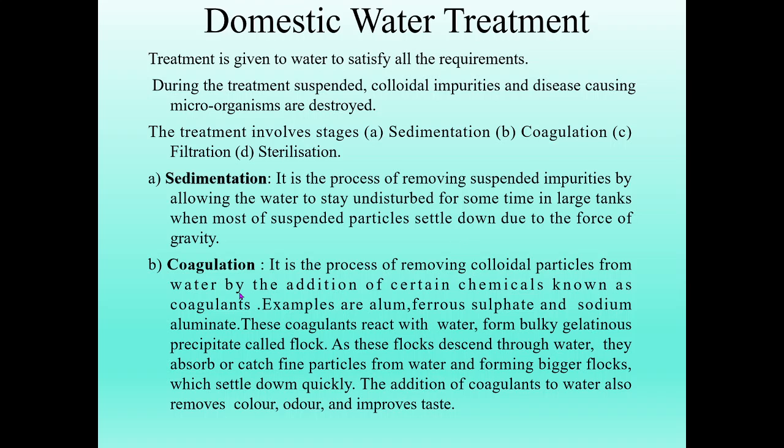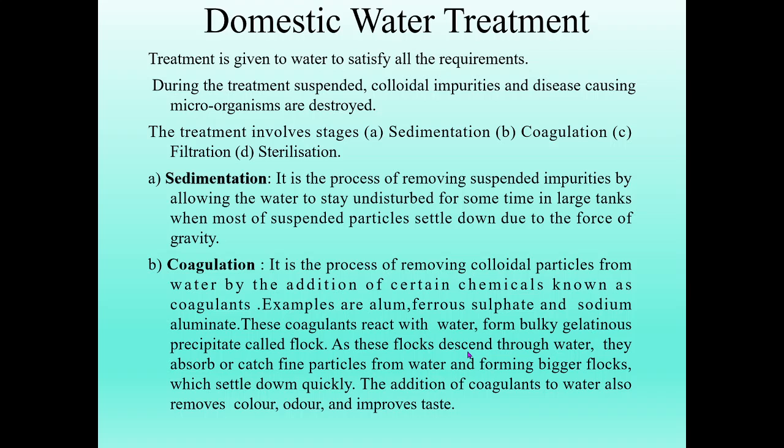Now next is coagulation. It is the process of removing colloidal particles from the water by addition of certain chemicals known as coagulants. Examples of coagulants are alum, ferrous sulfate and sodium aluminate. These coagulants react with water and form a bulky gelatinous precipitate known as floc.